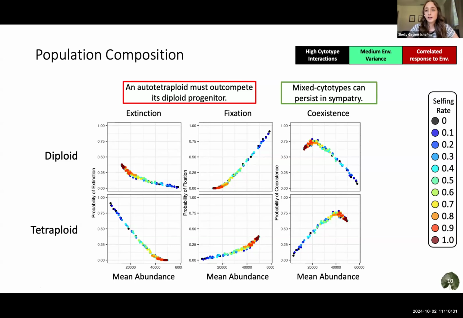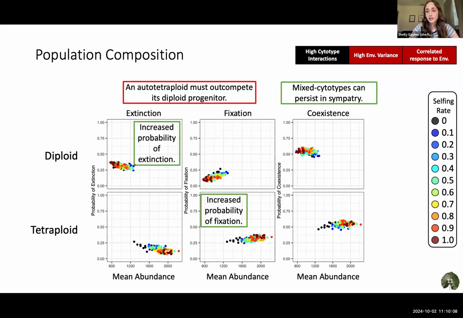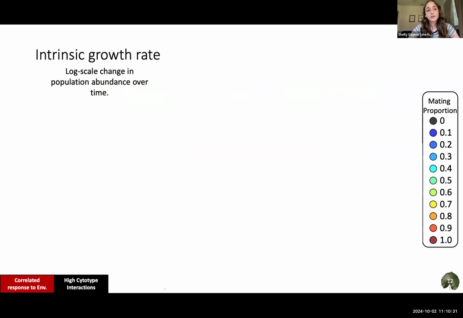When you increase the environmental variance even more, you lose this pattern. However, I do want to highlight that we see an increased probability of extinction for our diploid, and we see an increased probability of fixation for our tetraploid, which is quite interesting because it's been hypothesized that tetraploids will persist in times of high stress. Think of the PK boundary. And so this finding was quite interesting because we don't have genetic flexibility in our model. So to investigate this further, I looked at the intrinsic growth rate, which is the log scale change in population abundance over time.